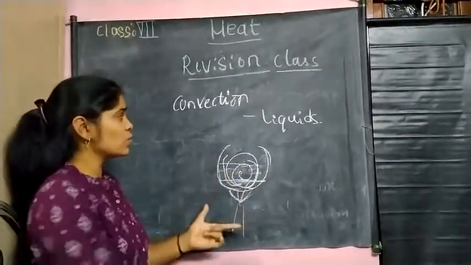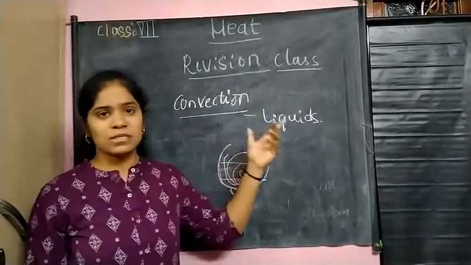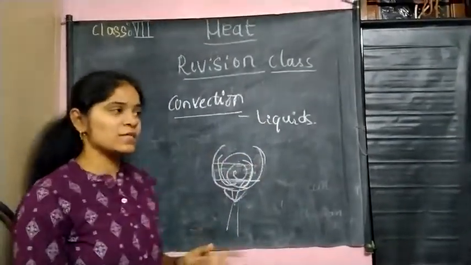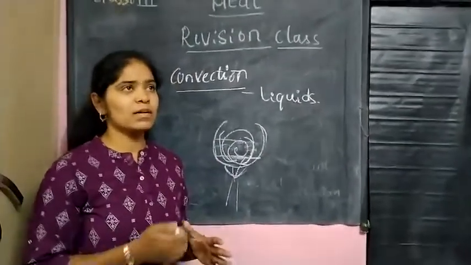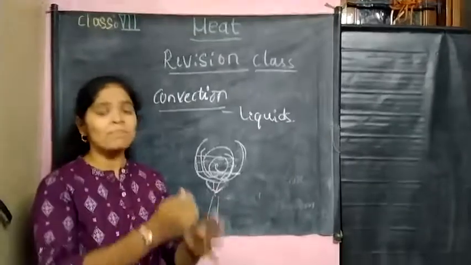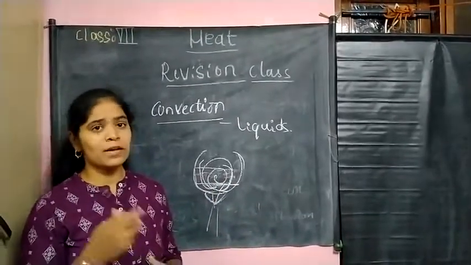So this is what a convection method usually takes place in the liquid. So the next one is radiation. So what is radiation? It is nothing but the transfer of heat to the surroundings. That is nothing but radiation.